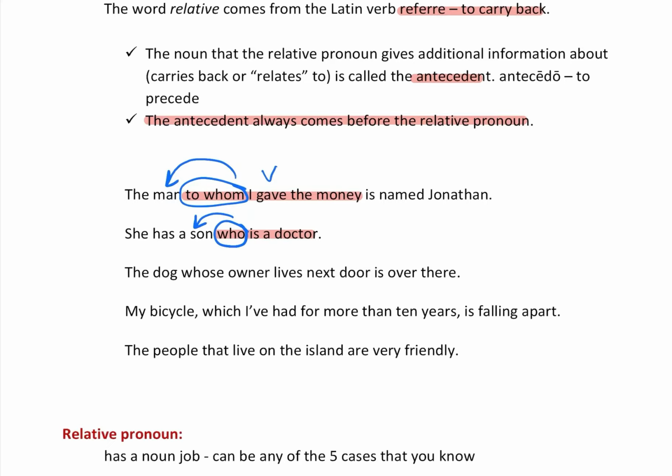So the whole phrase, who is a doctor, is the relative clause, and that whole phrase together describes who the son is. The son is a doctor. All right, let's take a look at the next one.